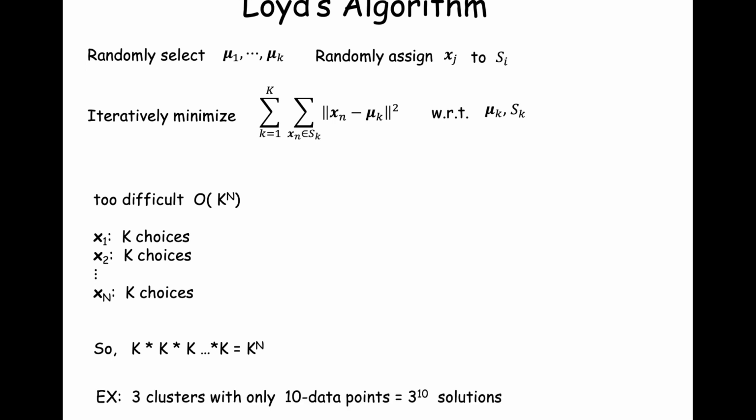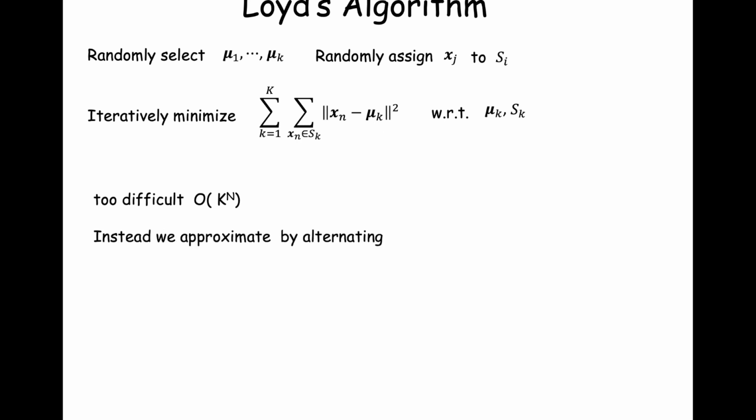With only 3 clusters and only 10 data points, which is a trivially small problem, you have 3 to the 10 solutions, which is already starting to get big in terms of the number of solutions you search if you're trying to minimize this expression, which is the cumulative distance between points in a group and their cluster center, summed across all of the clusters.